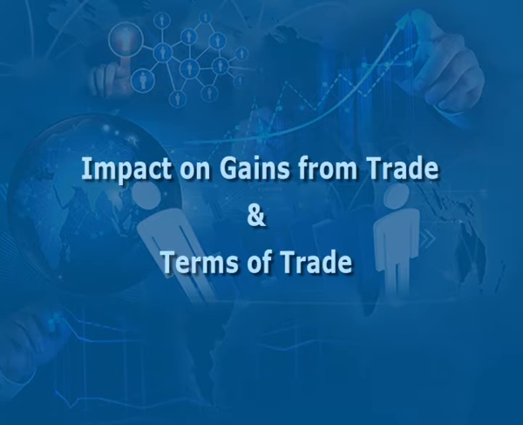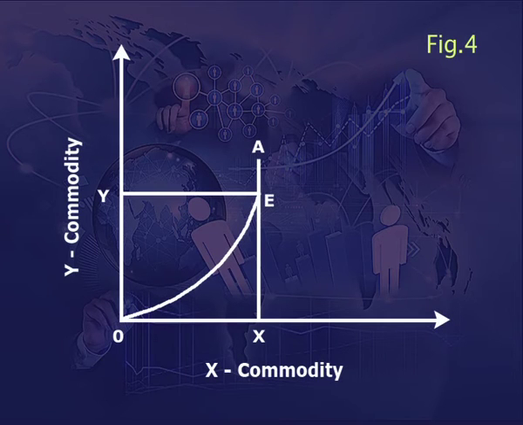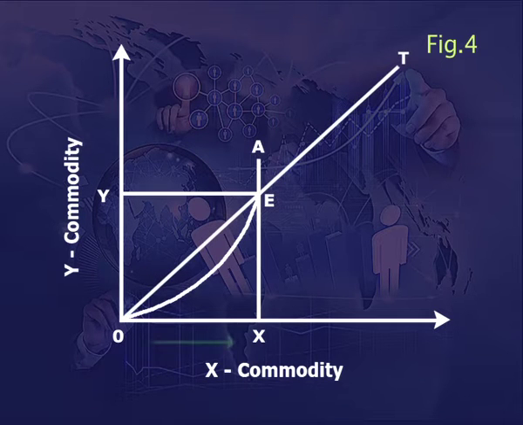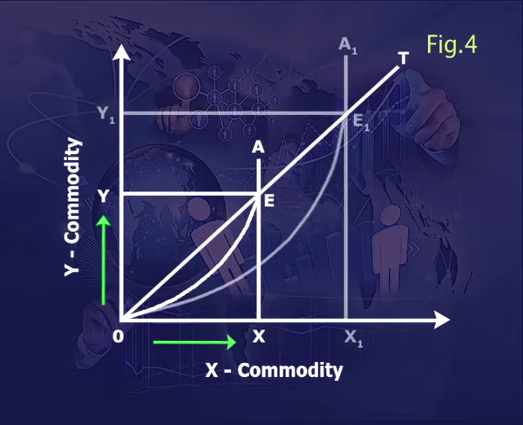Now let us have a look at impact on gains from trade and terms of trade. In figure 4, as we can see, OA is the initial offer curve of country A. At the equilibrium point E, with terms of trade OT, it exports OX of commodity X and imports OY of commodity Y. As a result of increase in supply of labor, its offer curve shifts from OA to OA1 at constant terms of trade OT.